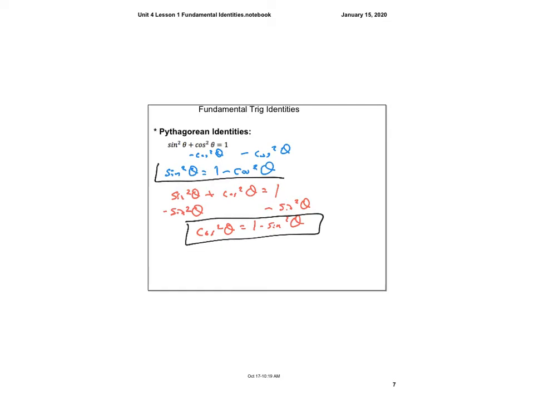It's nice when you have these because sometimes you have to replace later on. You're going to be replacing sine squared with 1 minus cosine squared theta, or you might have 1 minus cosine squared theta and you have to replace that with sine squared theta. And the same thing with the other formula. You got cosine squared theta is equal to 1 minus sine squared theta. You can replace any cosine squared theta with 1 minus sine squared theta, or you can replace any 1 minus sine squared theta with cosine squared theta. And that's helpful to know.